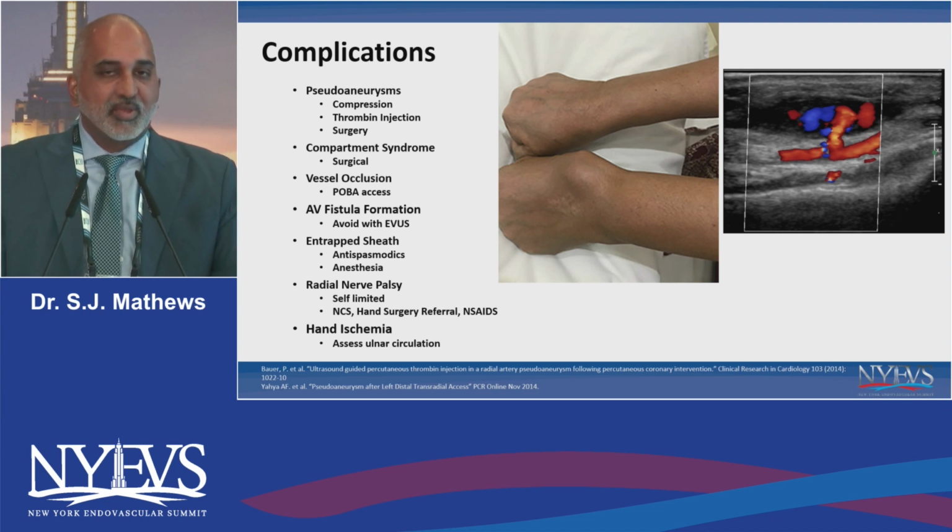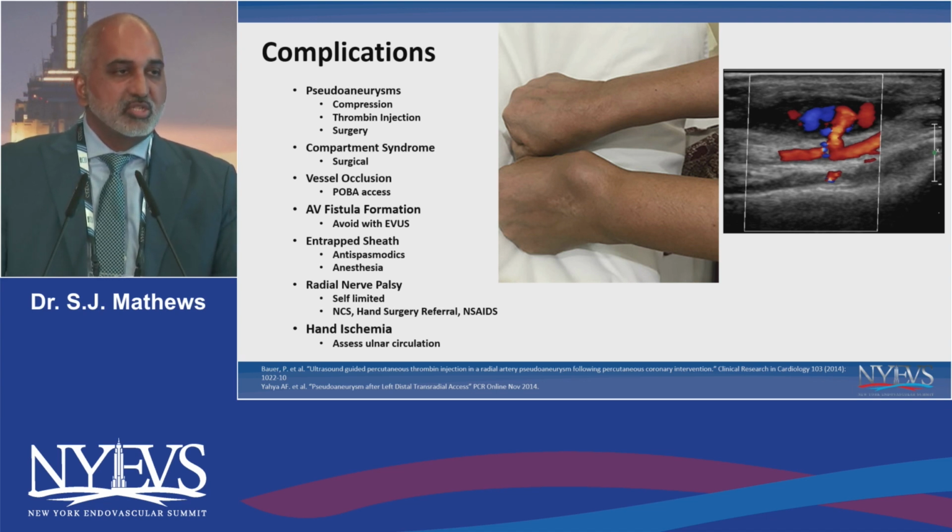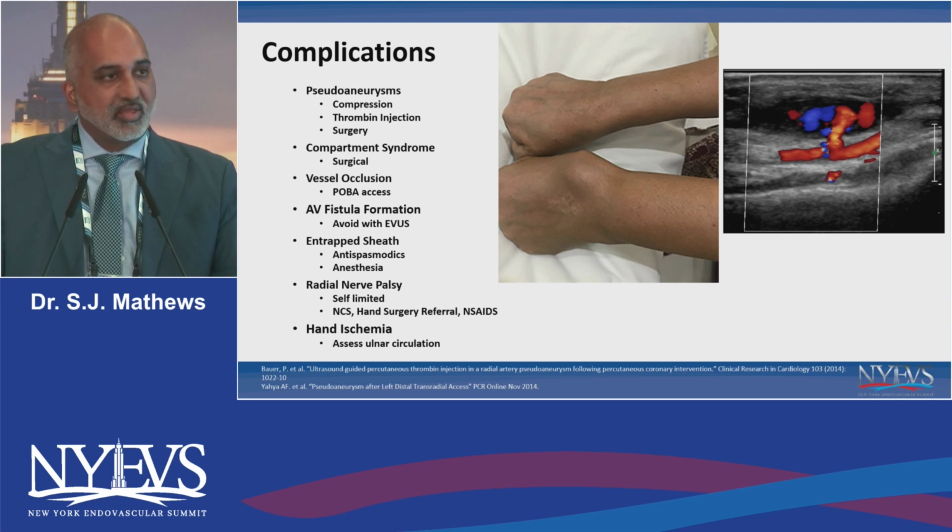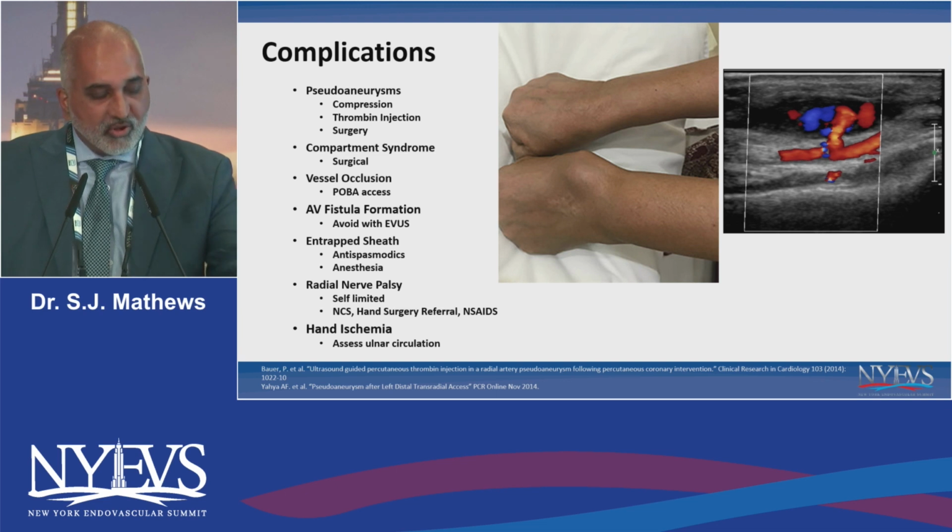Entrapped sheaths, you have to make sure that the vessel size is at least 2 millimeters or greater. If you go below that, there's a risk of an entrapped sheath. Antispasmodics can help, but remember anesthesia. So if the patients are completely knocked out, you put them under anesthesia, then a lot of times the vessels will relax, and then you're able to pull that out without as much of an issue.